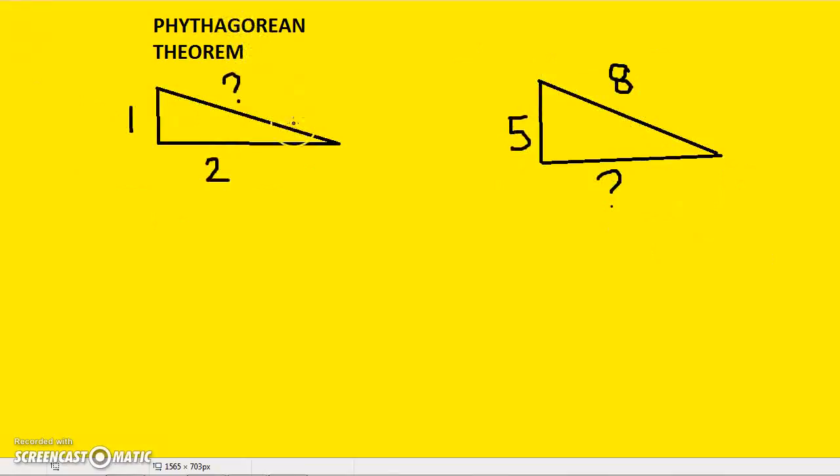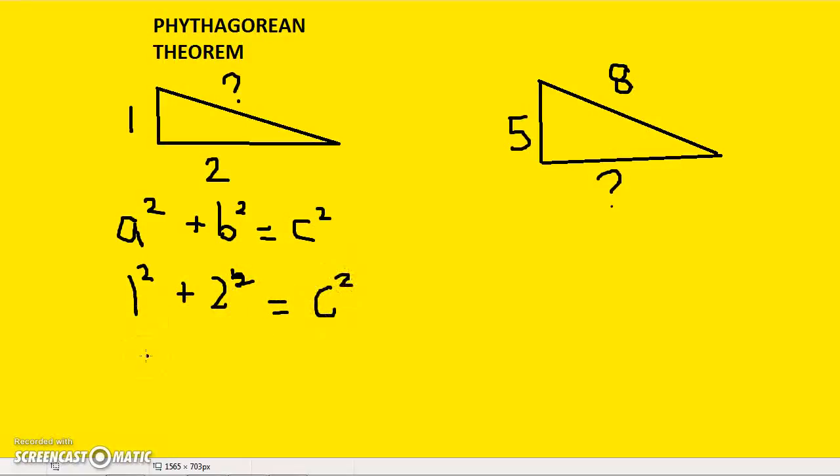So here we have two triangles. These are both right triangles, and we want to solve for them using the Pythagorean Theorem. So, like I said, the first thing you should do is write out the formula. a squared plus b squared equals c squared. Now, the c squared is, like I said, always the hypotenuse, this side right here, the longest side. So what you want to do is just plug in your numbers. 1 squared plus 2 squared equals c squared.